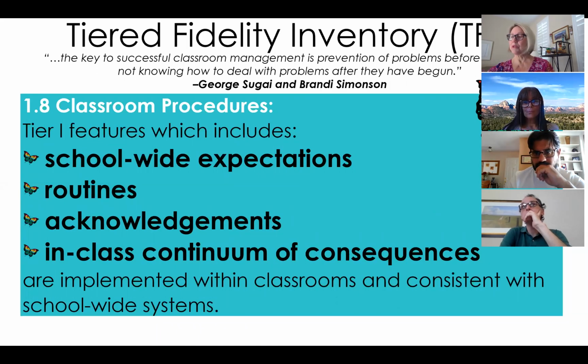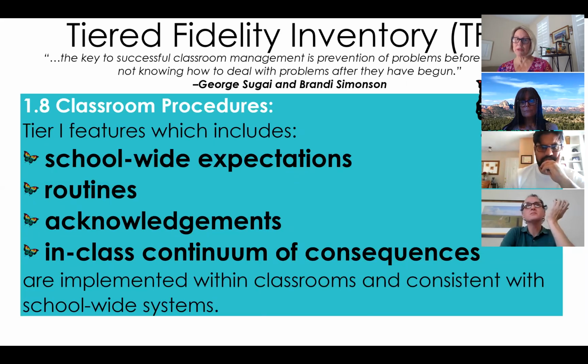So that is a lot of what our classroom matrix does for us, is help us prepare. In that classroom procedures item, 1.8 on the tiered fidelity inventory, we're really going to delve into how you connect your classroom routines to those school-wide expectations, and how you develop routines in your classroom. We want to talk about how you give acknowledgments, all the prevention pieces, and then what is your in-class continuum of consequences. So when you do have to respond after problems have begun, what would be a way that will de-escalate things instead of escalating the situation?